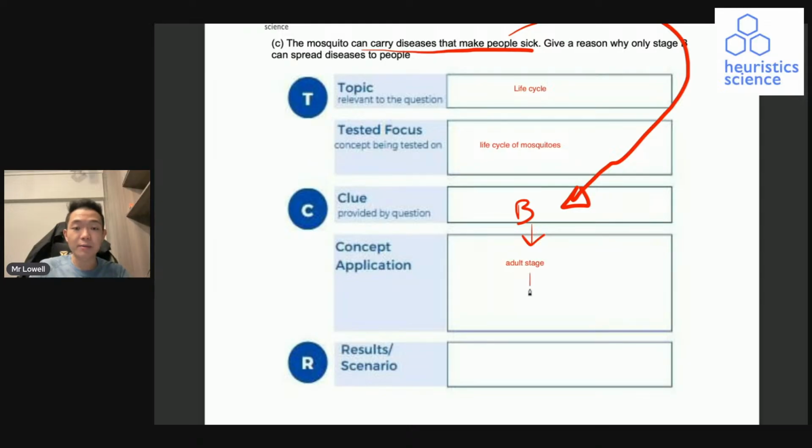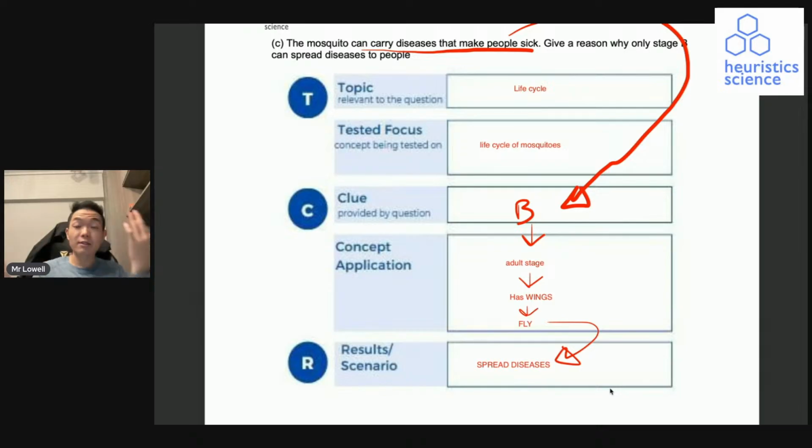Then, what's my next big concept here? Wings. When it has wings, all the mosquitoes at an adult stage have wings, and they can fly. Very good. If they have wings and they can fly, that's why they can spread diseases.